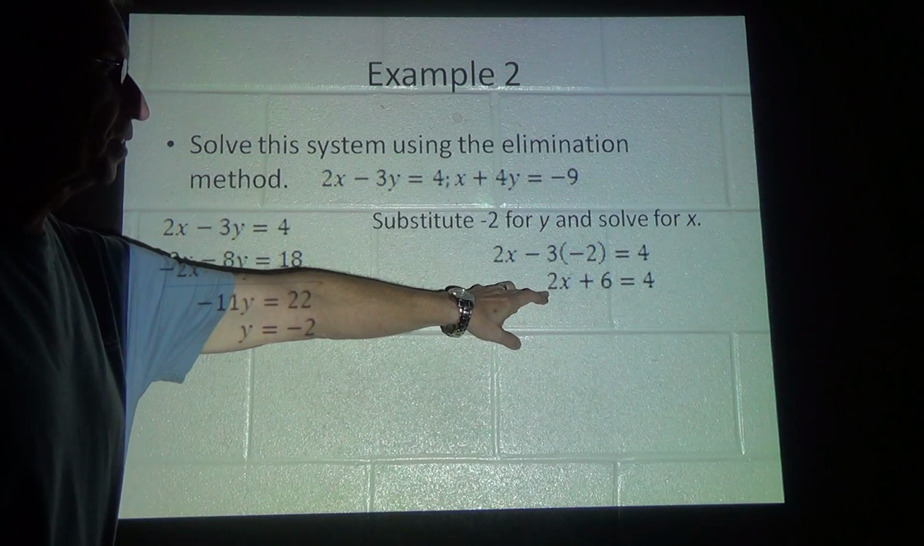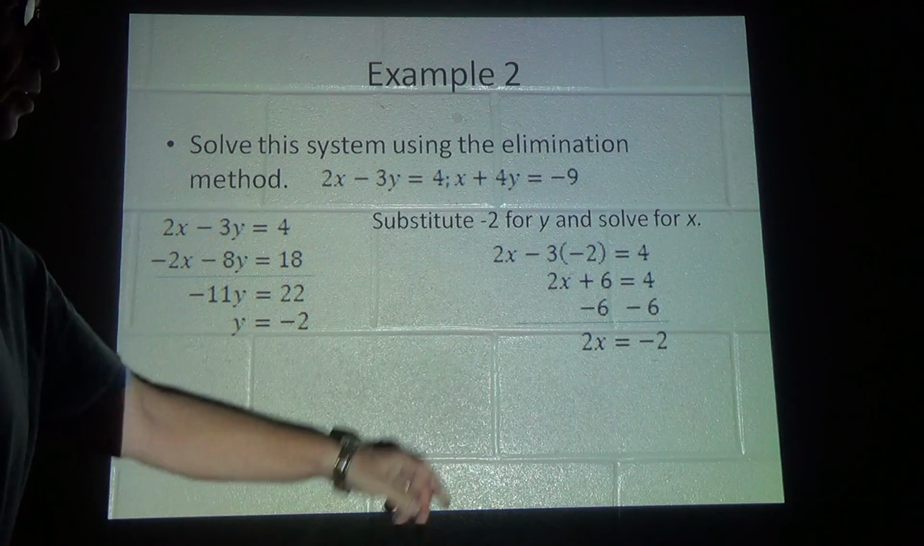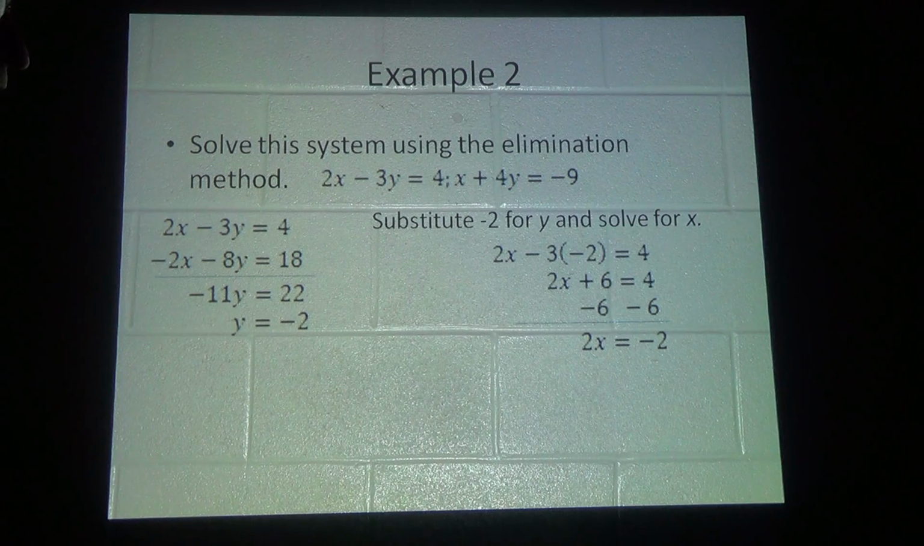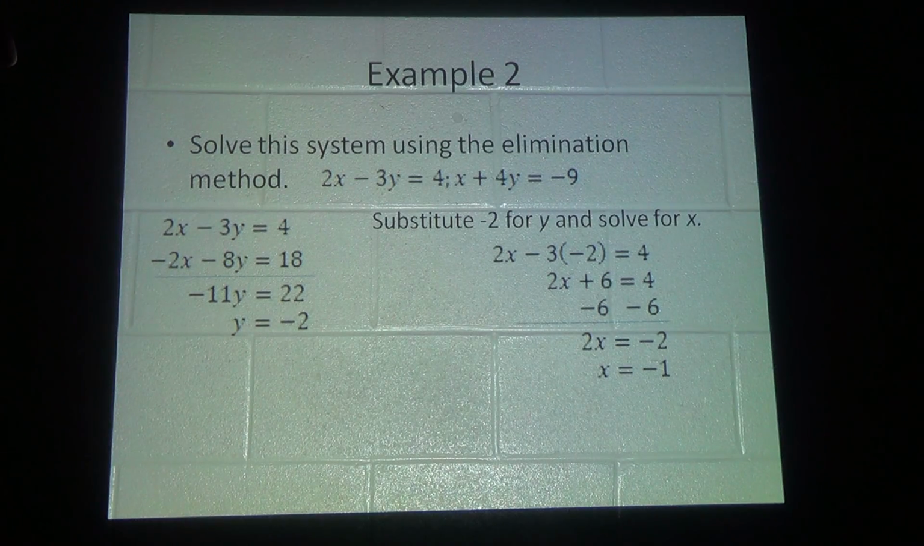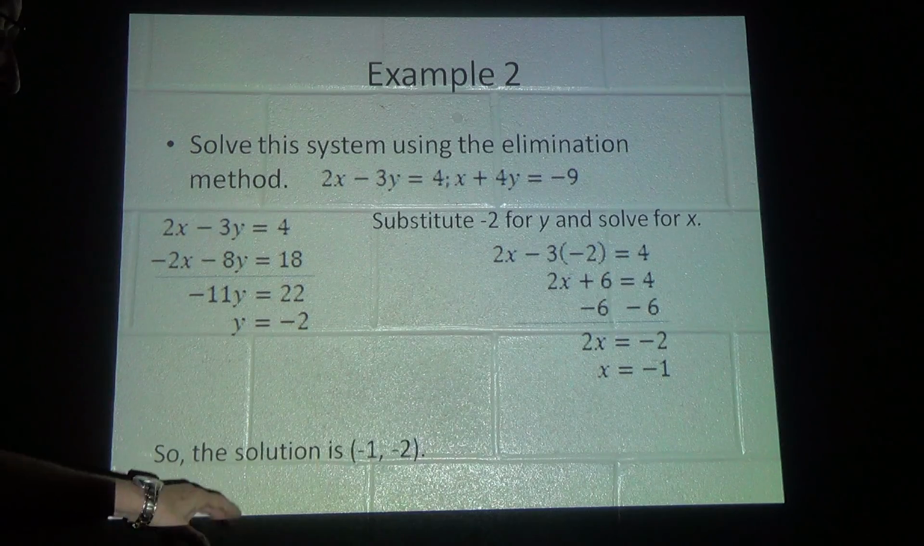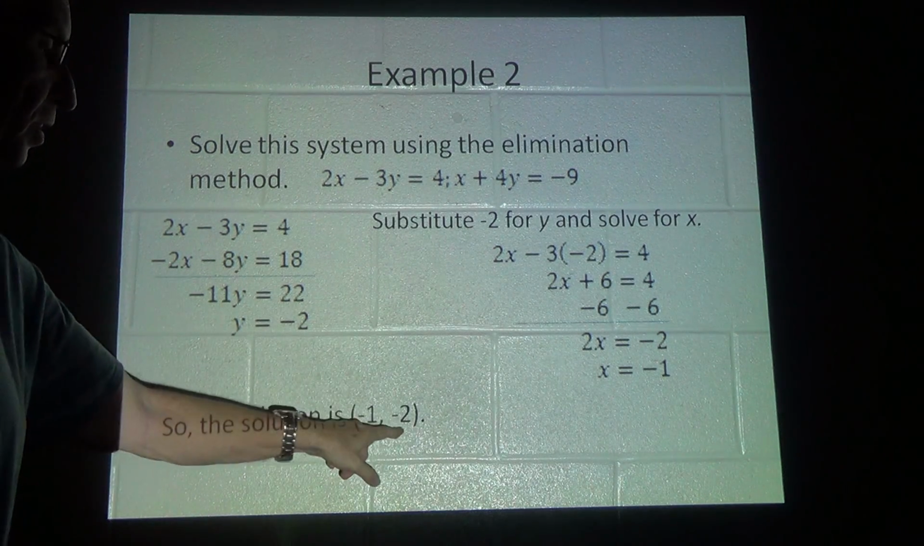Go ahead and simplify this, gives us 2x plus 6 equals 4. Subtract the 6 from both sides using the subtraction property of equality. This gives us 2x equals negative 2. Divide both sides by 2 using the division property of equality, and we have that x is equal to negative 1. Okay, so the solution to this system of equations is negative 1, negative 2.